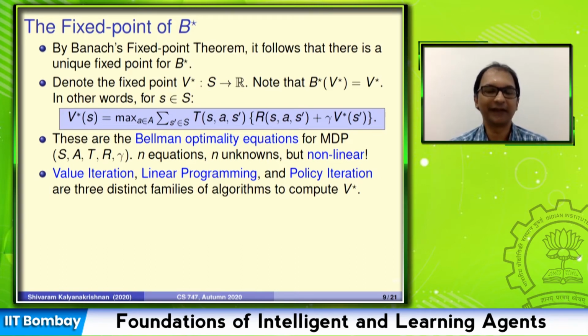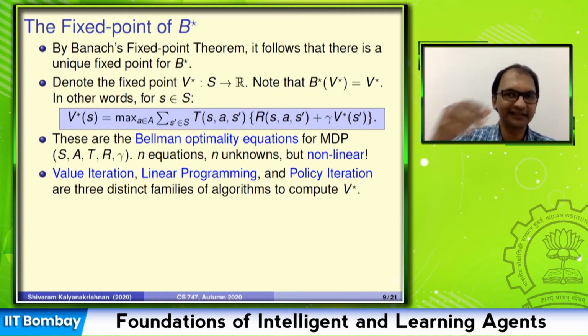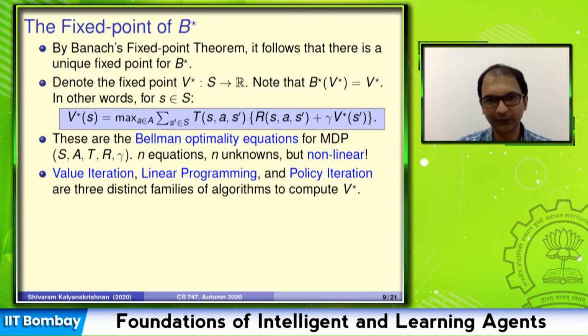There are multiple families of algorithms for doing this. This is literally where there is choice available in terms of how we want to go about computing V star. So value iteration, linear programming, and policy iteration are all three different ways that will allow us to get to V star. These are the three algorithmic families that we will look into more closely as we go along. Two of them as a part of this week's lecture, and policy iteration next week.